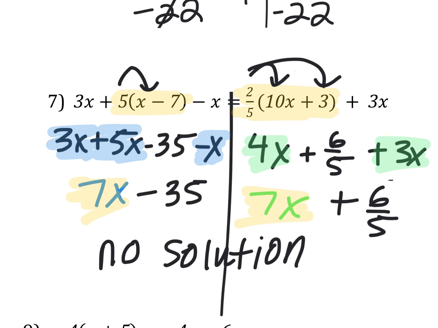So really, as long as you distributed correctly and then combine your like terms, you could be like, I'm done with this problem. Because you should notice, I can't solve this because 7x minus 35 is always going to be smaller than 7x plus 6 over 5. It can't be equal to each other. Okay, so that is a no solution. Really not that terrible, okay? Use your calculator. I've shown you how to do a fraction 1,000 times. Use it for that. And then just remember that you've got like terms you need to combine. Get those combined.